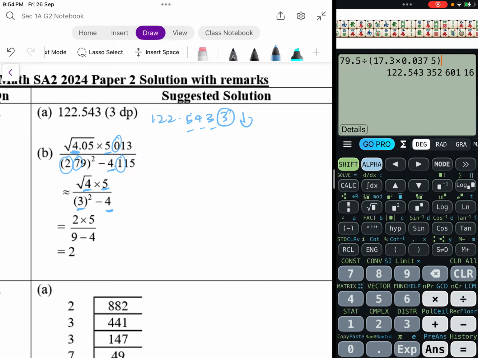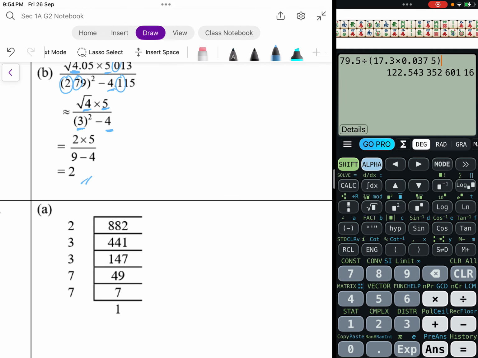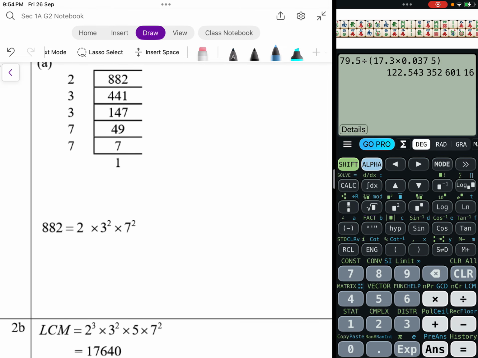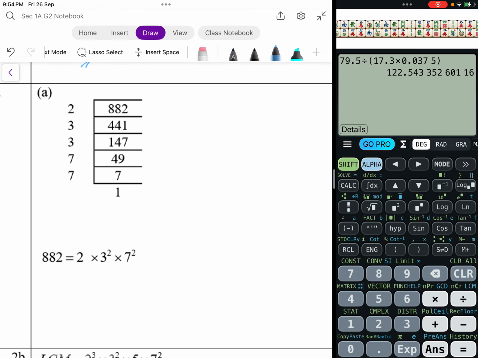Then use your calculator, calculate, and get your answer, you should get 2. Next, express as a product of prime factors, then express in index notation. If you all remember, just divide by the prime number, starting with the smallest. Divide by 2 first, then divide by 3. You can use your calculator this way: divide by 2, then divide by 3, divide by 3 again, divide by 7, divide by 7. Okay, so you should get 2, 3 square, 7 square.